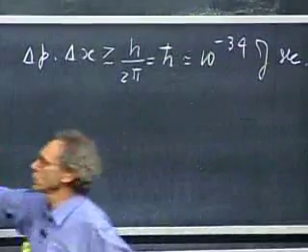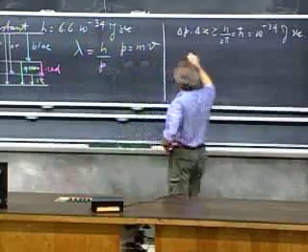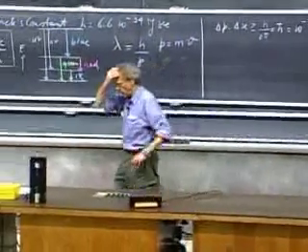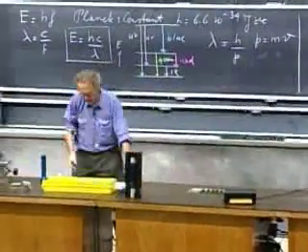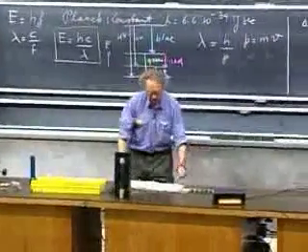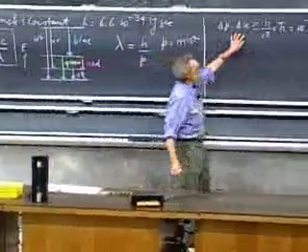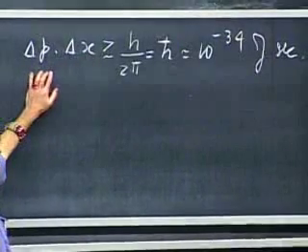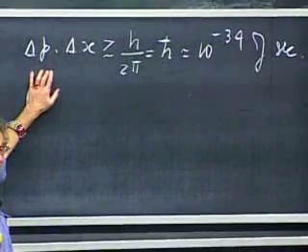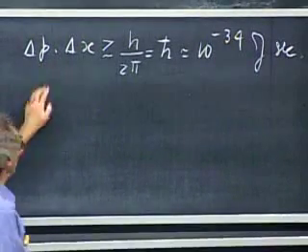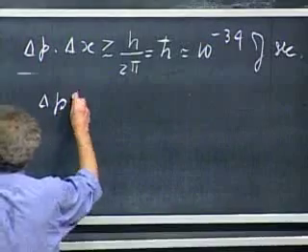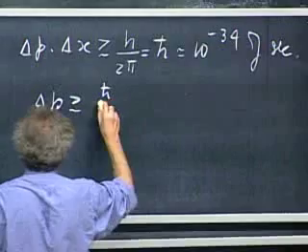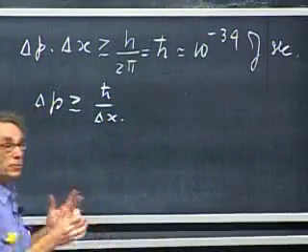You see, h is 6.6 times 10 to the minus 34. If you divide that by 2 pi, you get about 10 to the minus 34. What does this mean now? Well, it means that if the position is known to an accuracy delta x, and we'll give you some examples, then the momentum is not determined to the amount delta p larger than or equal to h bar divided by delta x. That's what it means.